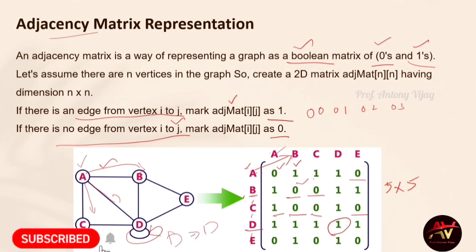So next one is E. So E to A, there is no connection between E to A. So we are mentioning it as 0. And E to C also 0. And E to E, there is no self loop. This is the representation of adjacency matrix.